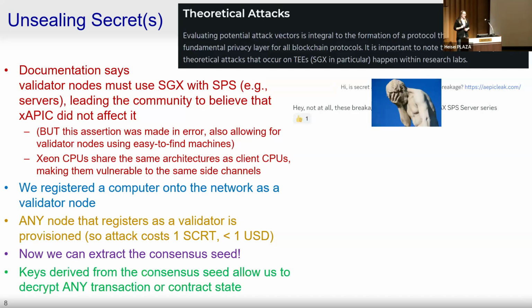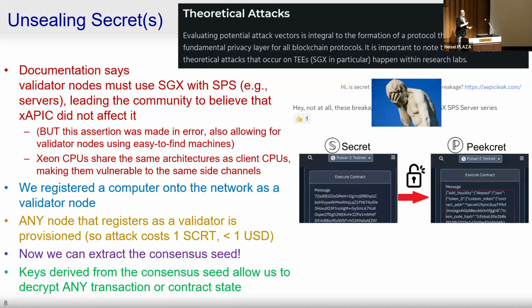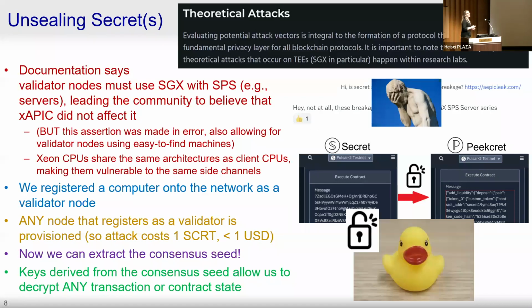So once we have our node up and running, now we can extract the consensus seed, because we have a vulnerable node that we can attack. And once we have this consensus seed, the keys derived from it allow us to decrypt any transaction or contract state that exists. We actually wrote a fun little tool just for the testnet that we called Pcrypt, which allows you to take any contract state, any encrypted data on the chain, plug it in, and decrypt it, basically breaking all of the privacy guarantees of the smart contract system. We also built our own little private NFT that we loaded up onto the chain. So there is a fun little rubber ducky NFT hiding somewhere in the Secret Network if you want to go find it.